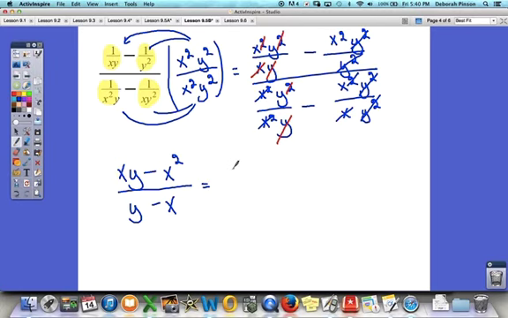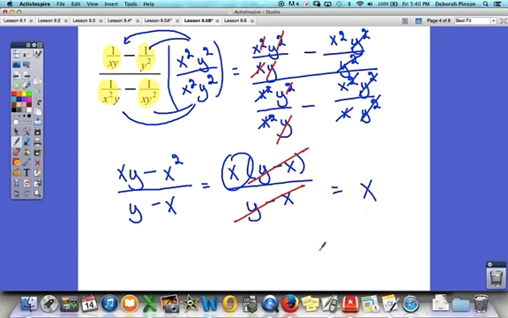I'm going to pull out an x here. So factor out an x. Remember, factoring never goes away, so get good at it. Now, the reason I did that is because now I can cancel out my like term, and all I have left is that 1x right there.